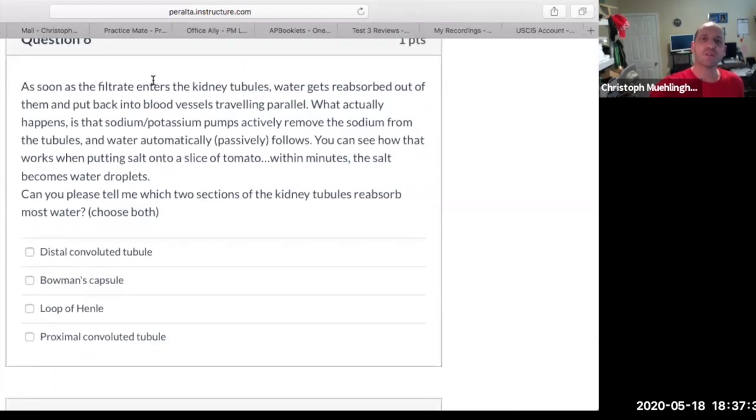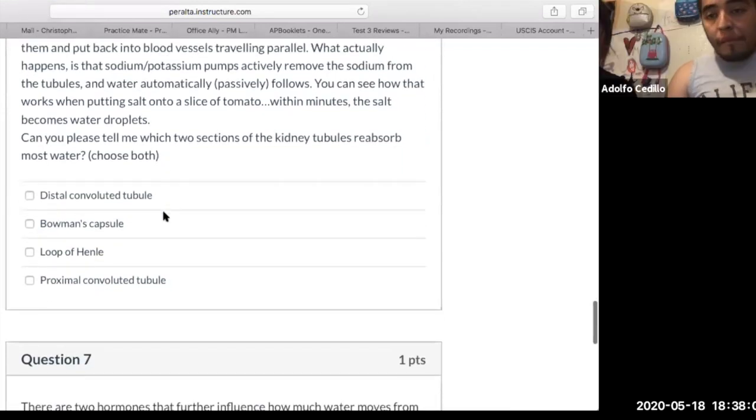Number 6, as soon as the filtrate enters the kidney tubules, water gets reabsorbed out of them and put back into the blood vessels traveling parallel. What actually happens is that sodium-potassium pumps actively remove the sodium from the tubules and water automatically follows. You can see how that works putting salt on a sliced tomato. Can you please tell me which 2 sections of the kidney tubules reabsorb most water? Choose both. Loop of Henle, whatever. Yeah, I think that's how you pronounce it.